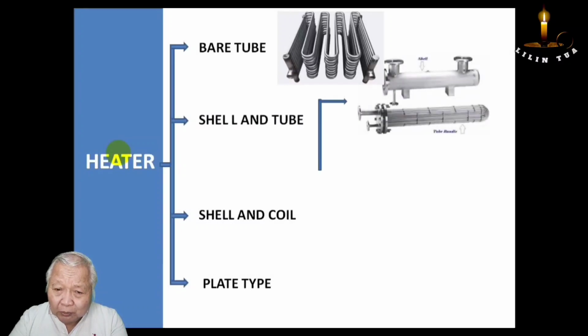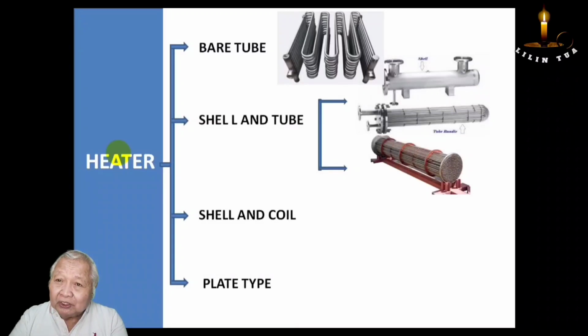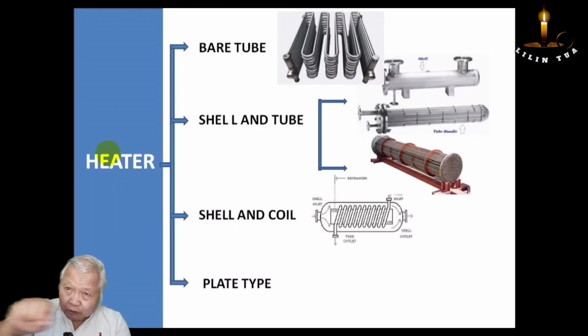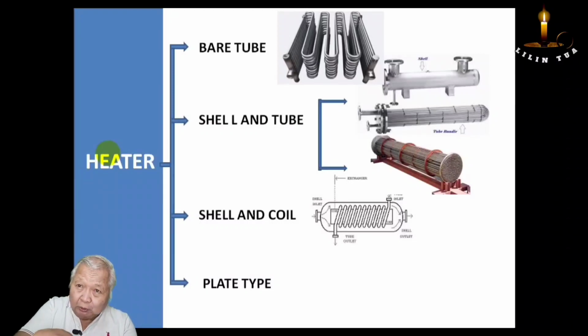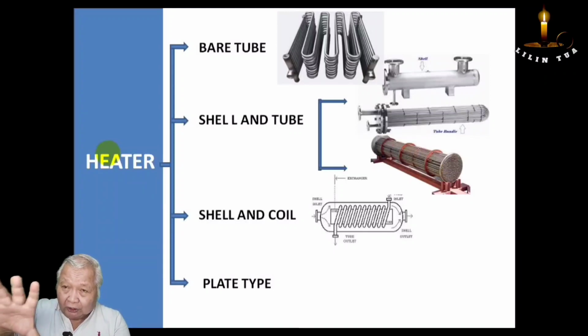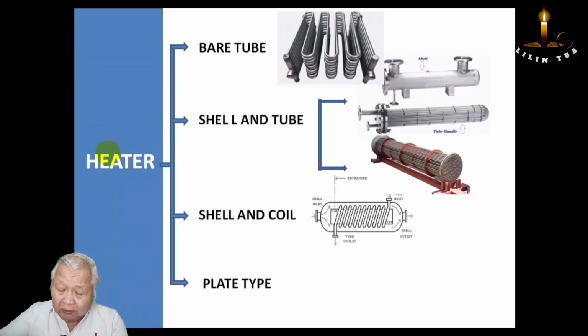And then shell and tube, which we can divide into two kinds: first is shell and U tube, and shell with straight tube. Then shell and coil, that is not straight tube and not U tube, but coil. The shell is the housing, and the tube is of spiral or coil form. And then the last is plate type.